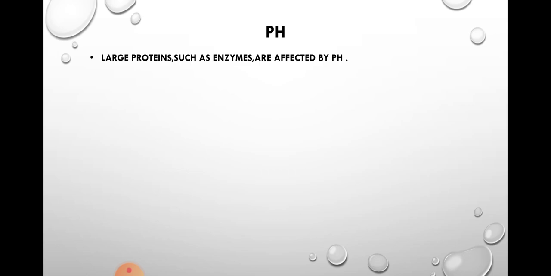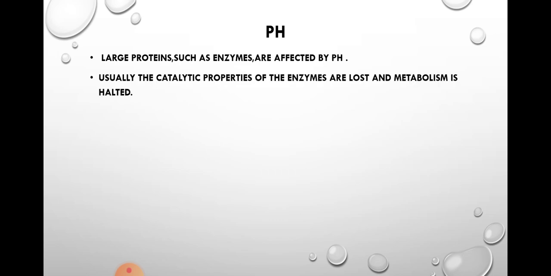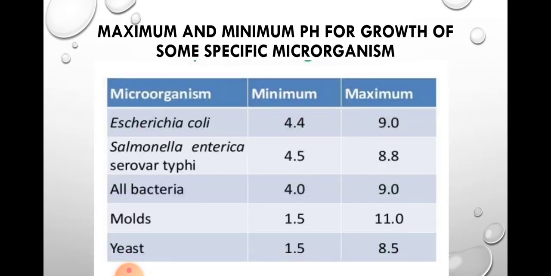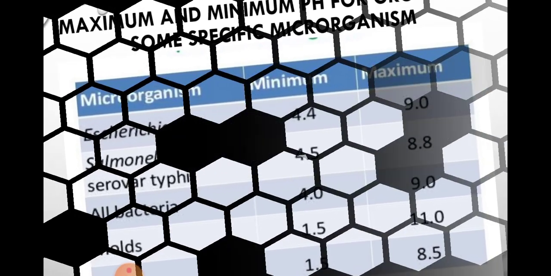Next, we are going to discuss pH, how pH also affects growth. Most bacteria grow best around neutral pH values, ranging from 6.5 to 7.0, but some thrive in acidic conditions and some can even tolerate a pH as low as 1.0. We have a table which shows the maximum and minimum pH of growth of some species of microorganisms.